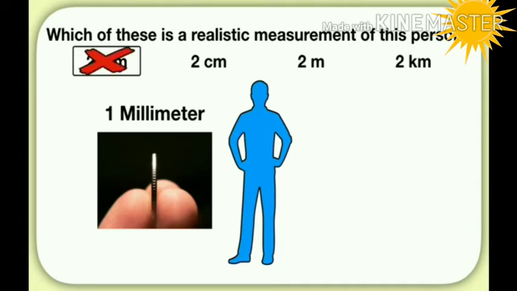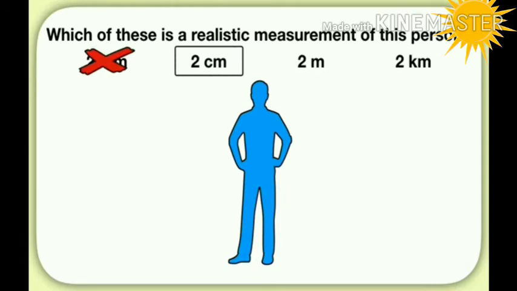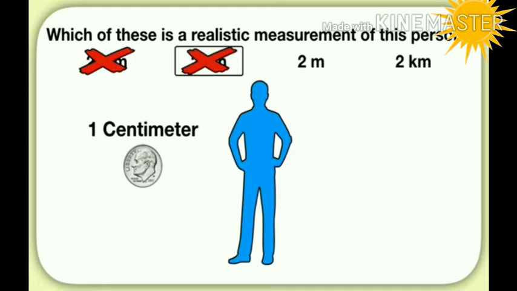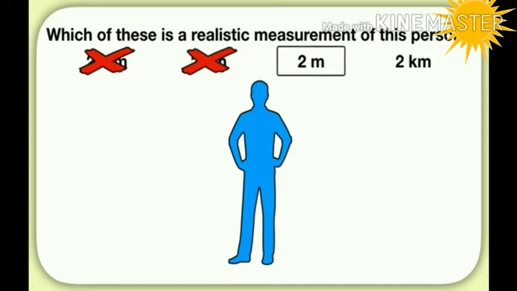How about let's look at 2 centimeters? Well, remember that 1 centimeter is about the size of a dime. Is a person the size of 2 dimes? No, that's still way too small. Let's look at 2 meters now. Remember that a meter is about the length of a baseball bat. Is a person about the size of 2 baseball bats? Yes, 2 baseball bats is a realistic measurement of a person.